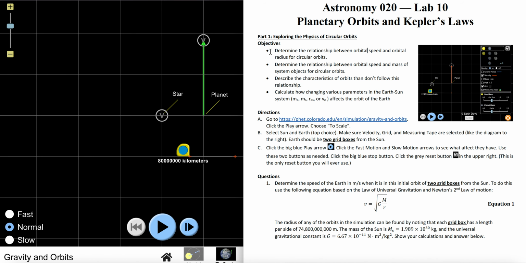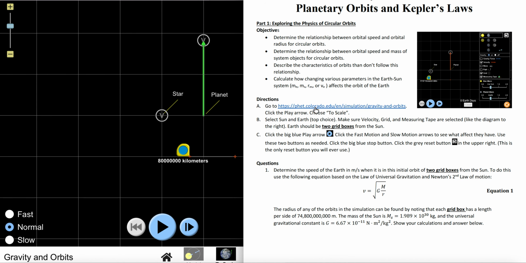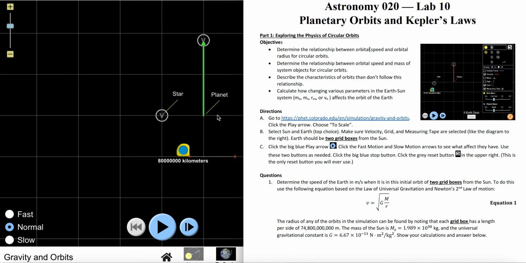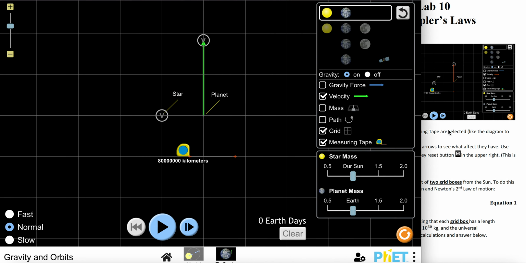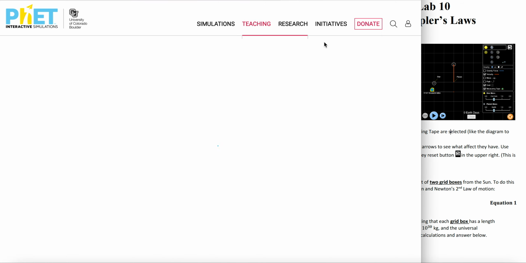So this lab mentions some objectives, so I'll let you read those on your own. And most importantly, it mentions a simulator that you're going to find at fet.colorado.edu. So this is one of those FET simulators, which are well used in the physical sciences. Now, I've already opened it and was fiddling around with it. So let's go ahead and actually click on this link. And it'll take us over here.